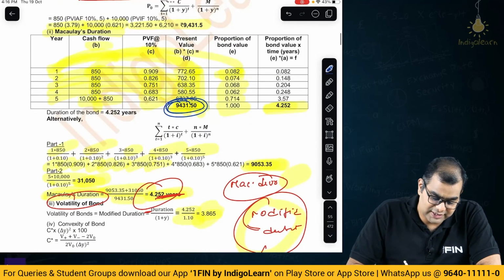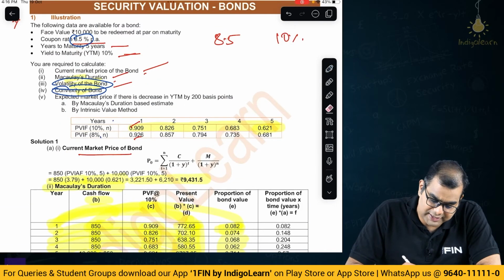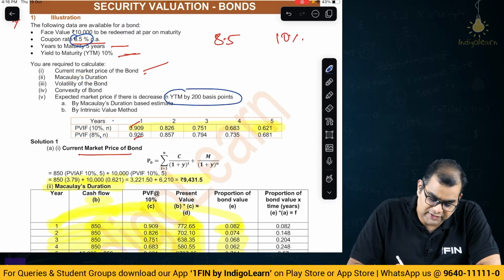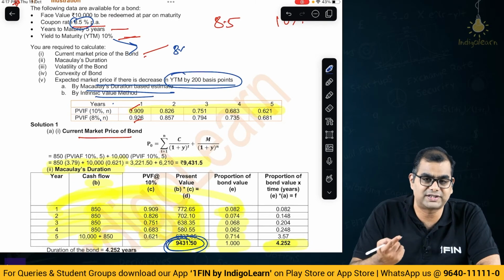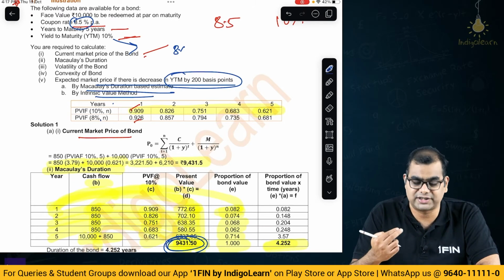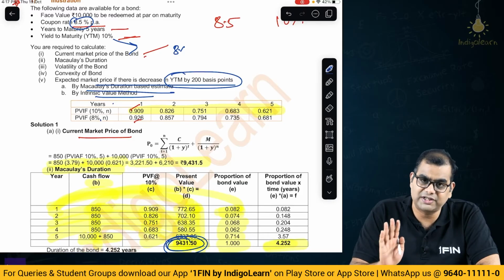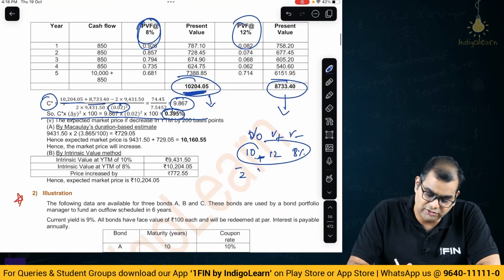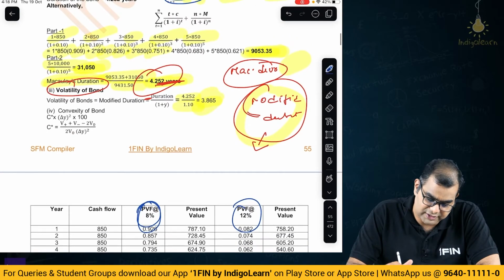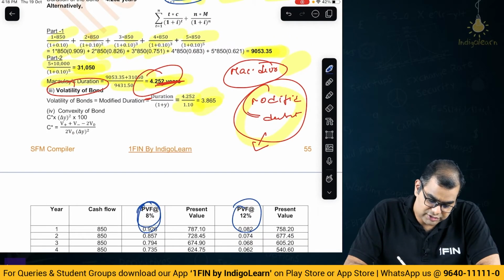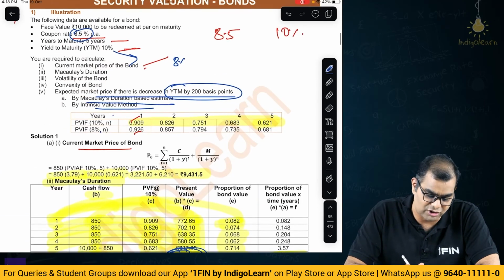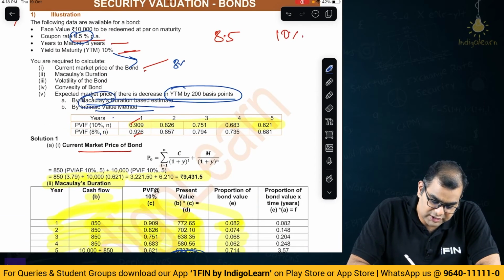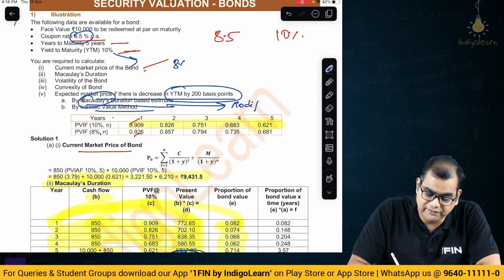Now, what is the next question that they have asked? Expected market price if there is a decrease in YTM by 200 basis points by Macaulay duration method and intrinsic value method. Macaulay duration is only the first change, not the second change of convexity, but they are asking only the first derivative, Macaulay duration. What is the Macaulay duration? We found out the Macaulay duration is 4.23, but you don't compute a change due to Macaulay duration, you compute it by modified duration. So, this part is wrong. This is not Macaulay, this is modified duration.